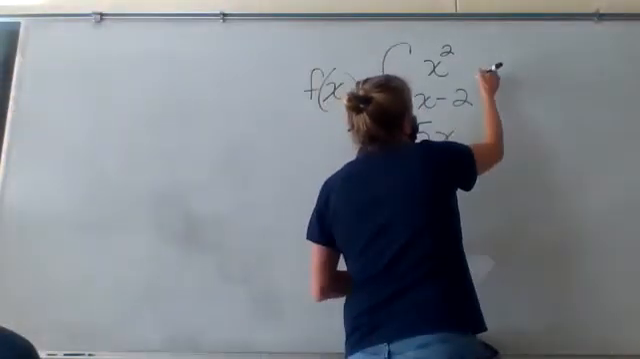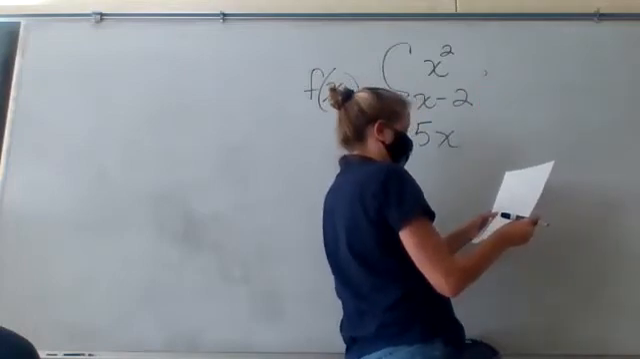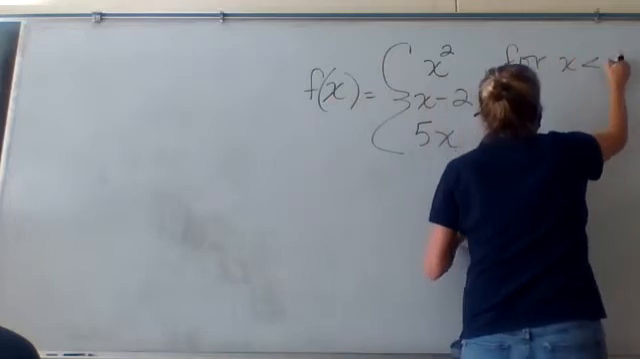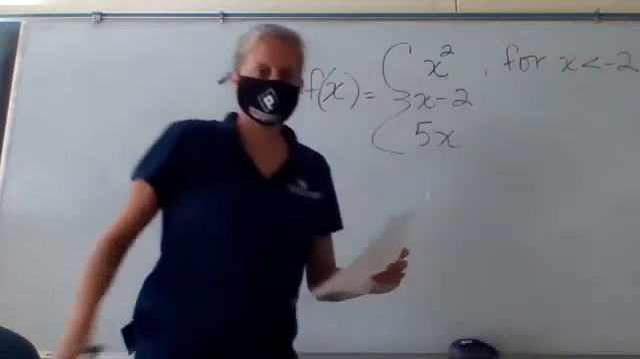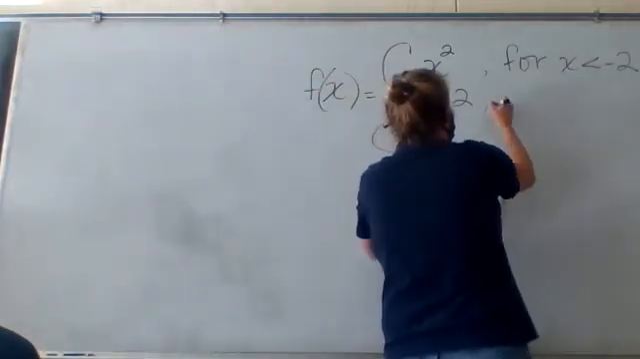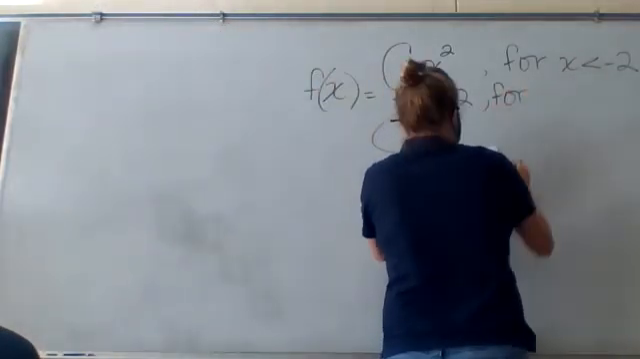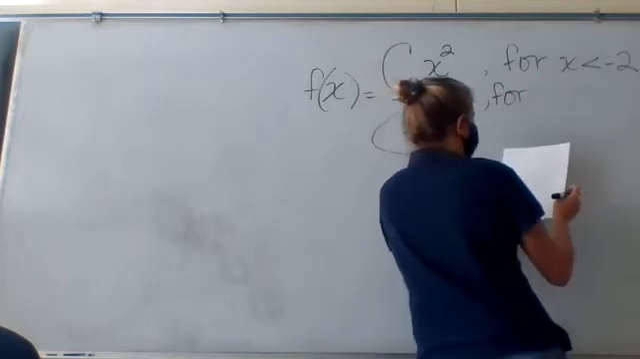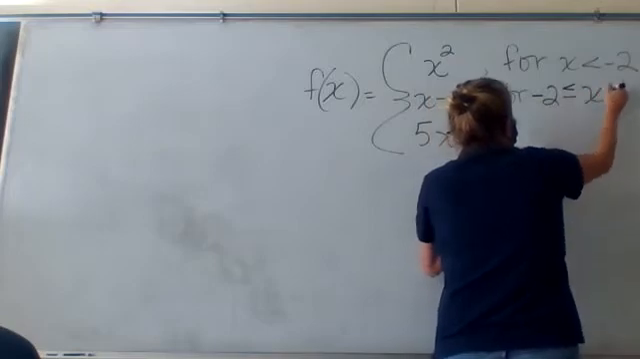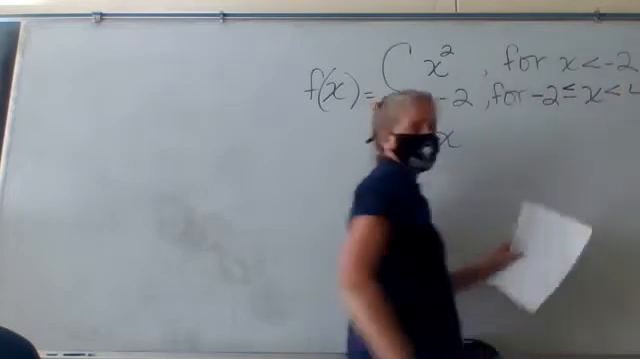Your graph is x squared for when x is less than negative 2. Your graph is x minus 2 for when x is between negative 2 and 4. So it'll show like this. Negative 2 is less than or equal to x, which is less than 4.